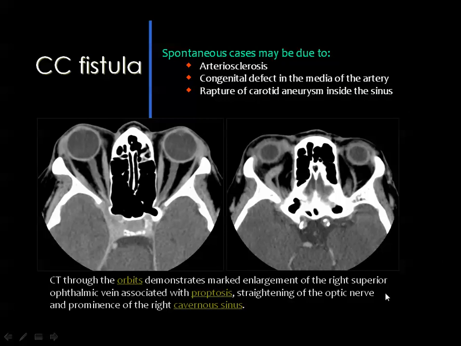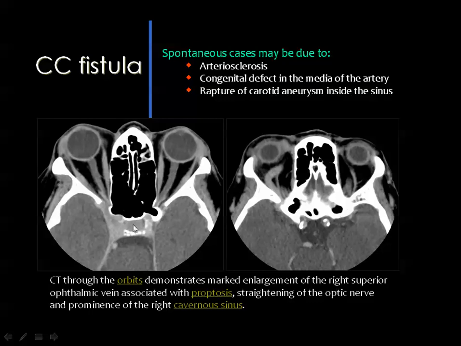Then what are the diagnostic landmarks for carotid cavernous fistula? First of all, you see that the cavernous sinus is enlarged and is homogeneously enhanced. Then if you look inside the orbit, you can see that there is some proptosis of the globe.